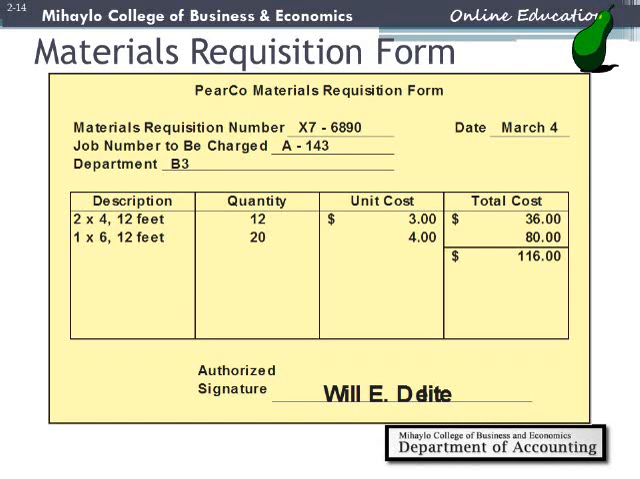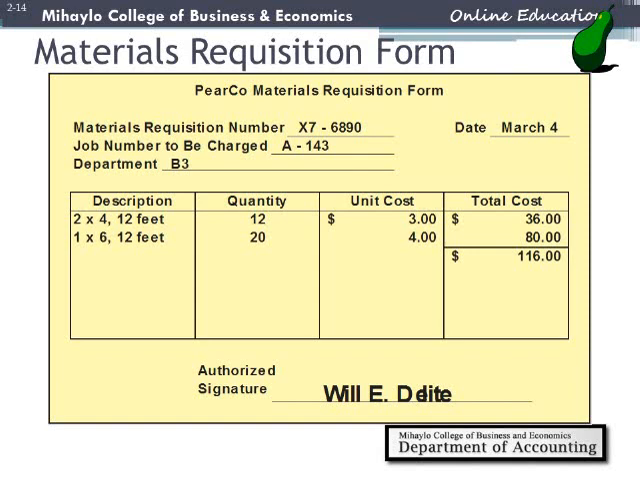Once a sales order has been received and a production order issued, the production department prepares a materials requisition form to specify the type, quantity, and total cost of materials, for example, $116, to be drawn from the storeroom, and the job number, for example, A143, to which the cost of the materials is to be charged.